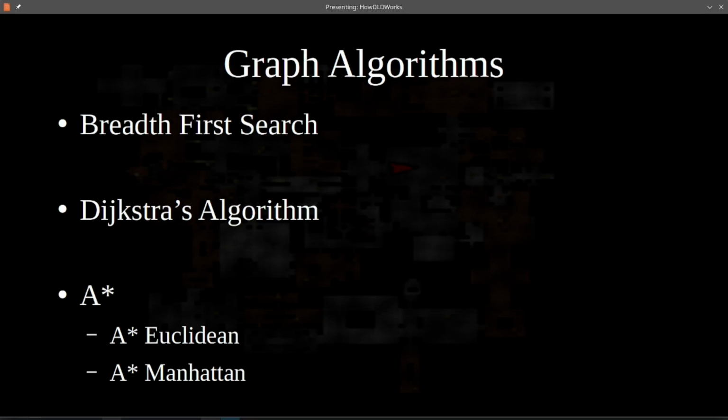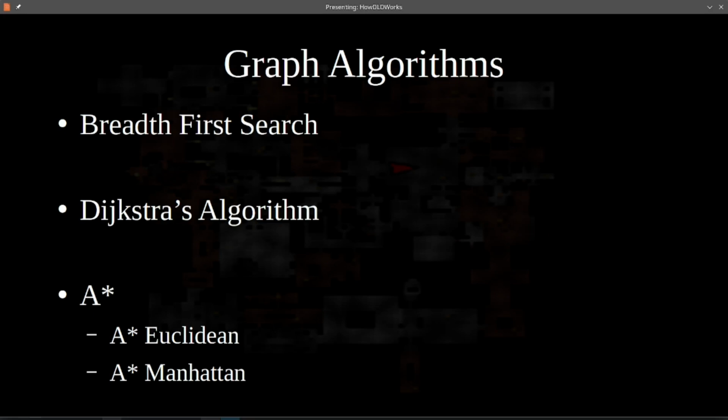And then there's A star, which is basically the same thing, except that instead of just looking at the cost, it looks at an estimate of how far it goes. So you can use either the straight line distance, which is called A star Euclidean, or the distance on each axis, which is called A star Manhattan. And that's what we're going to use. By adding this estimate, it's not always accurate. It could be leading you into a dead end, but this estimate makes it much more efficient.